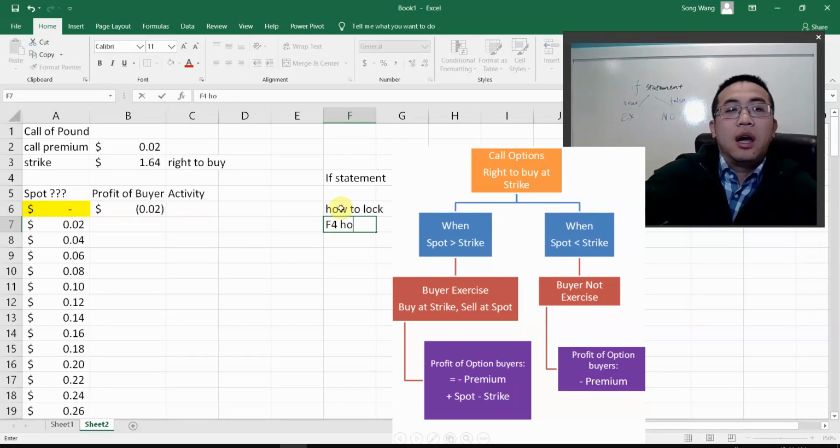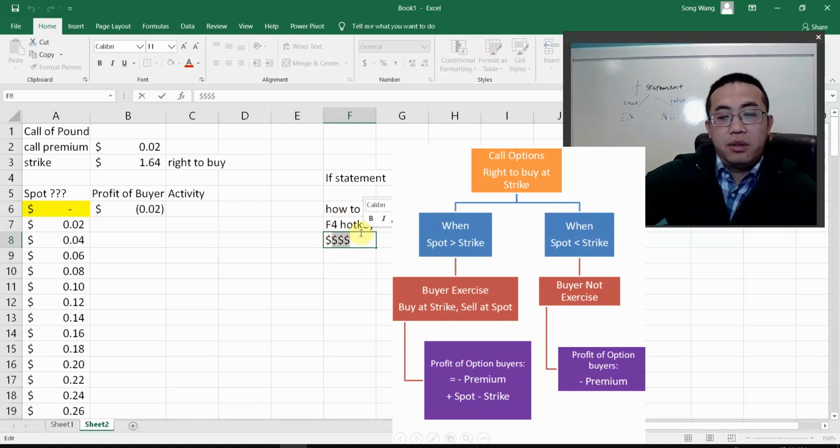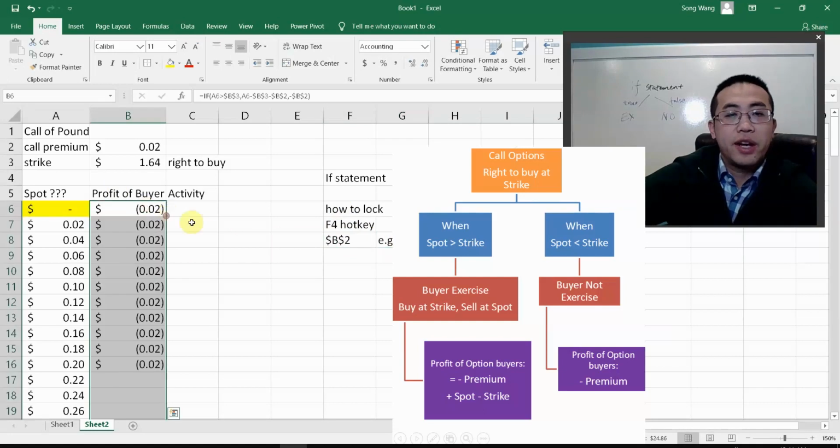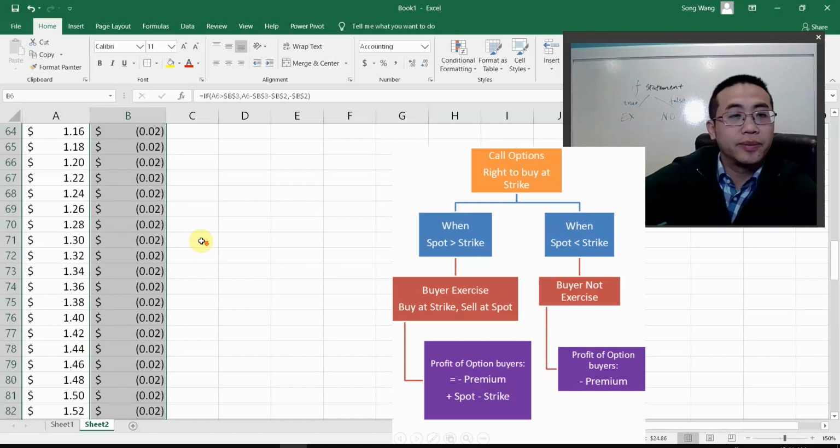That's a hotkey on your keyboard, or you just manually type in the $ sign. Just manually typing the $ sign in front of the letter B, which is for the column, in front of the row 2. All right, so that's an example. And then I feel safe to drag it down. The reason I messed up at the beginning is because I did not lock the cells as I should have.